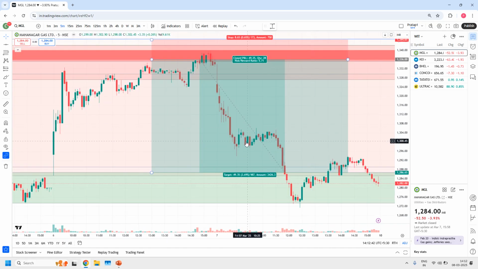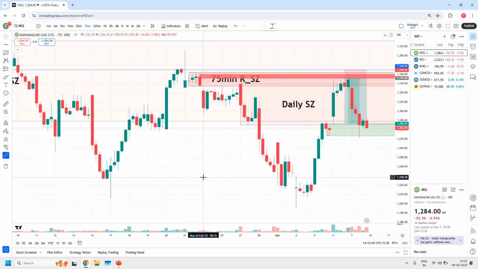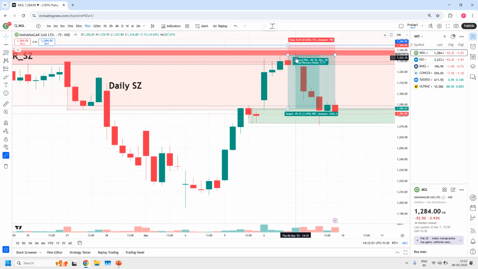And finally prices reached up to here. Your 75 minutes target it reached. Within how many days? You got the trade on Thursday, and it reached the target on Friday, the next day. So that means within 2 days, the trade is completed.